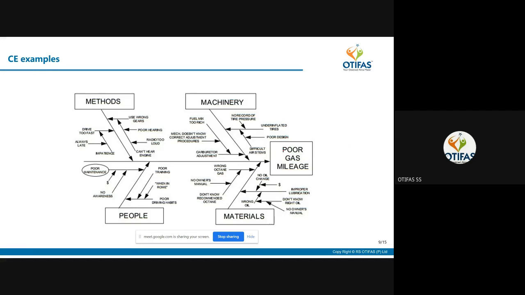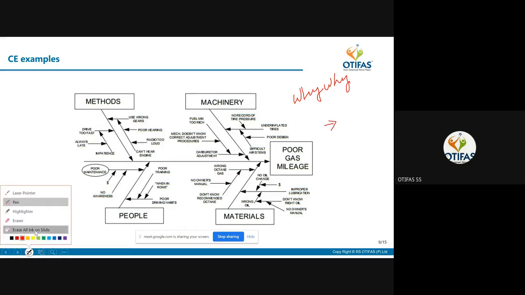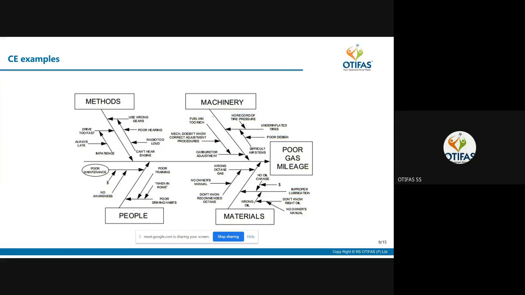See, this is how it is done. They will brainstorm: why poor mileage? You can do it by Why-Why also. What is Why-Why analysis? Why-Why analysis says that if you ask 5 times why to your problem, you will come to the root cause. Why poor gas mileage? Because of poor machinery. Why poor machinery? Poor machinery means the vehicle itself. Why? Because of the underinflated tire. Why are tires underinflated? Because there is no record of tire pressure. So this is one of the reasons for it.